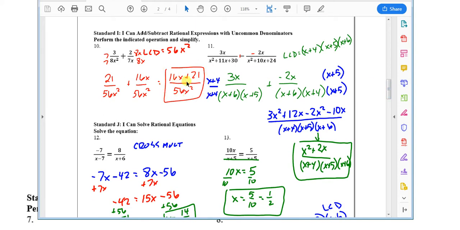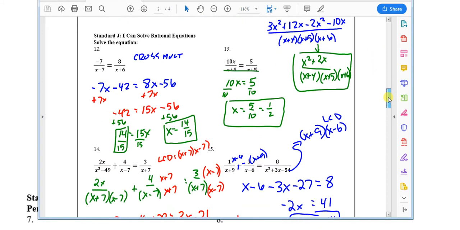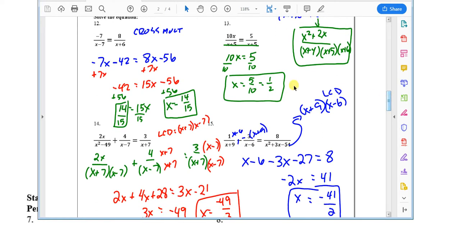So here's 16x plus 21 over 56x squared. This problem number 11, here's the answer down here. X plus 4, x plus 5, x plus 6 is the common denominator. And then the last 4 questions are solving. Because there's an equal sign, you're going to get an answer. If there's one term on each side, you can cross multiply. If the denominators are the same, you can get rid of the denominators. So that's the easy way to do it.